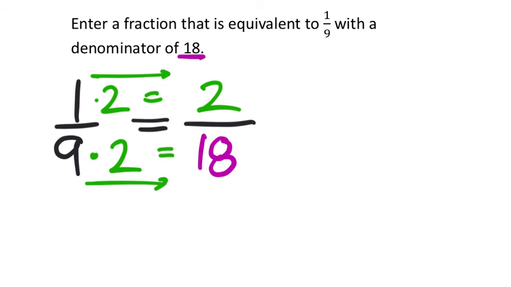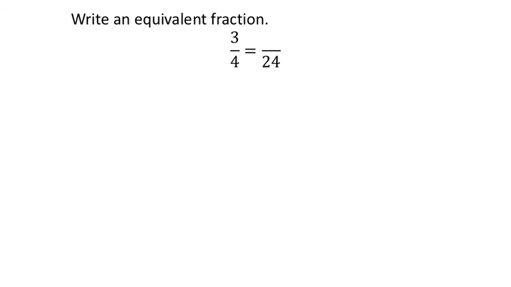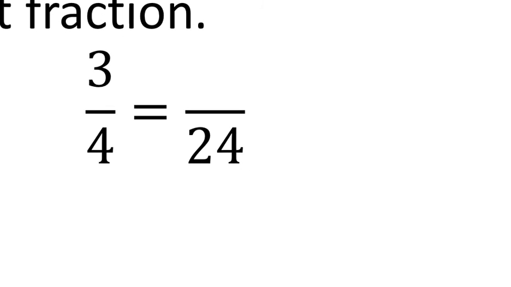Do keep in mind on the homework, it will just want you to write whatever the missing number is. In this case, you just put a 2 in the box. Okay. All right, same idea on this one. We want an equivalent fraction, but this one wants a specific denominator of 24, right?